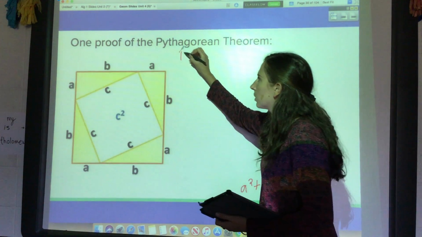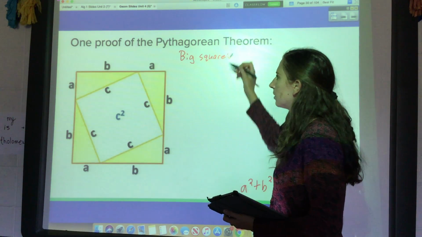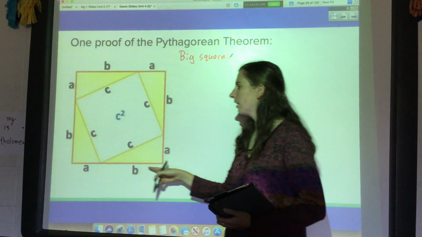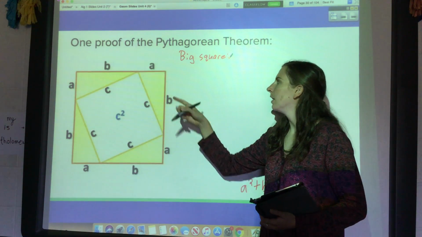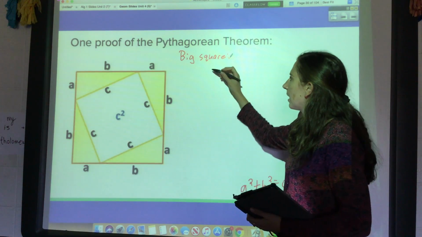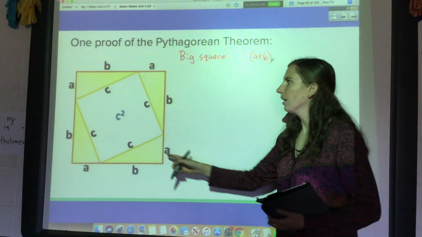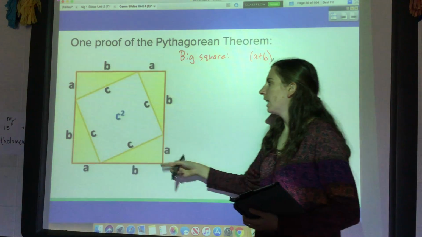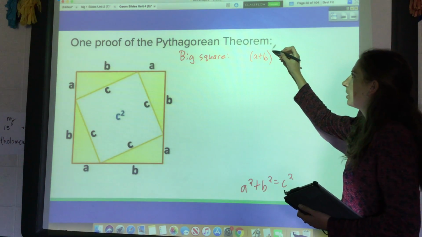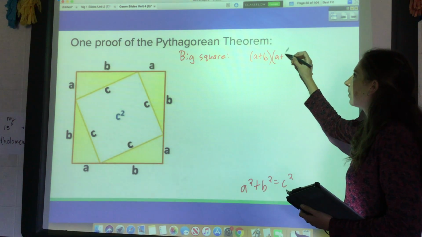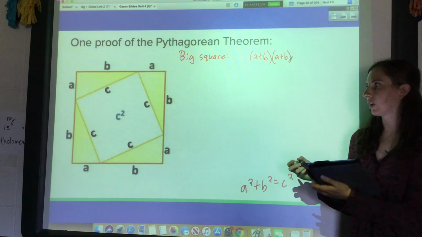I know that on this big square, the length of a side is a plus b. If I want to find the area of this big square, it would be a plus b times a plus b, or a plus b squared. Either way, that's the area of the big square.